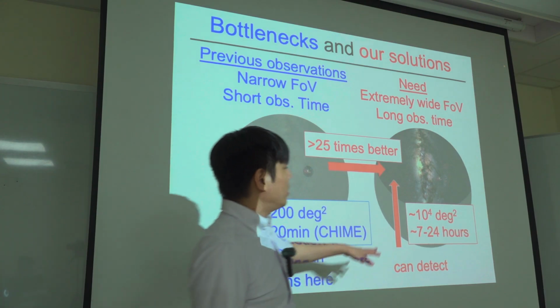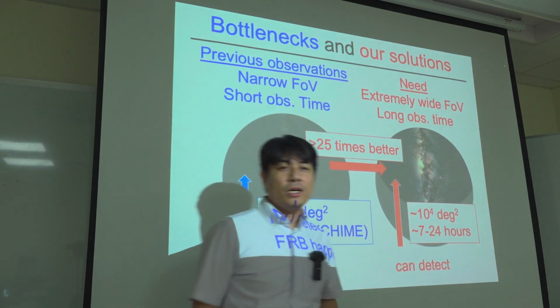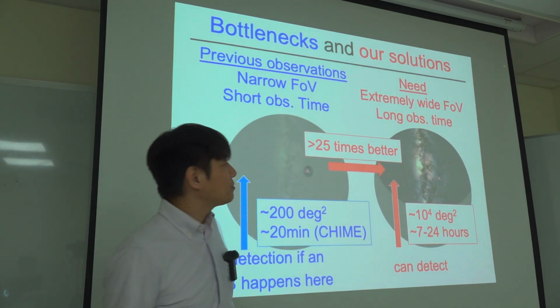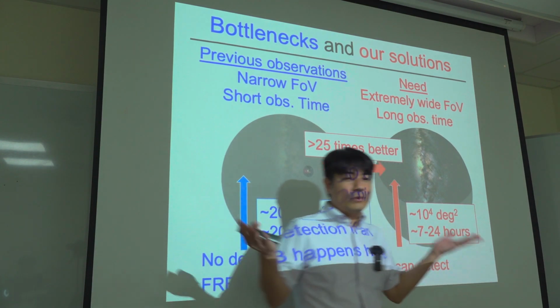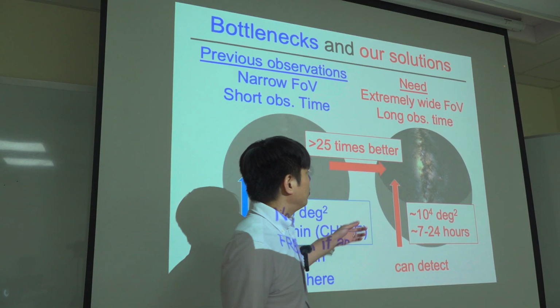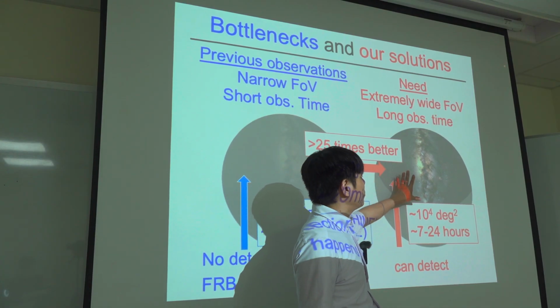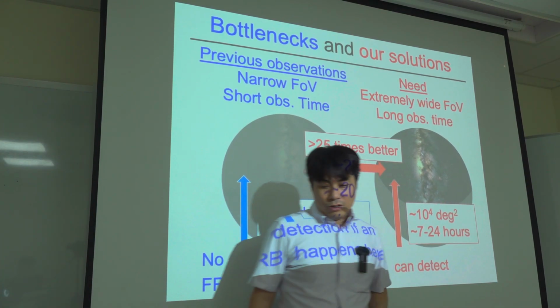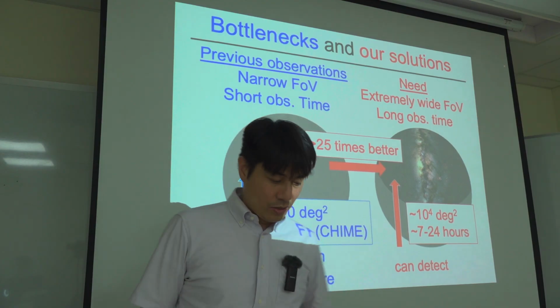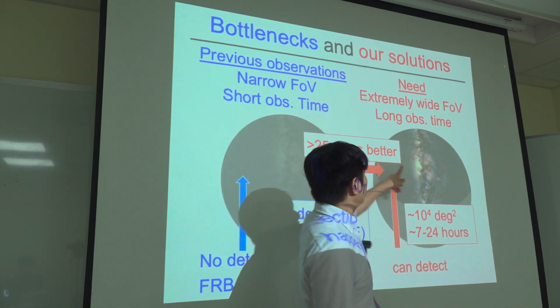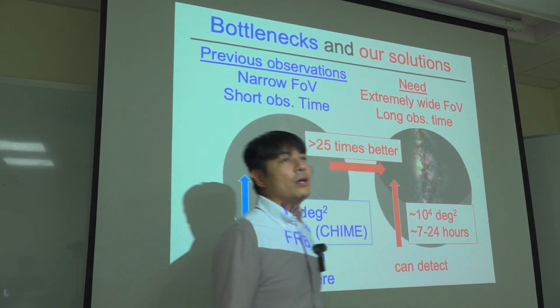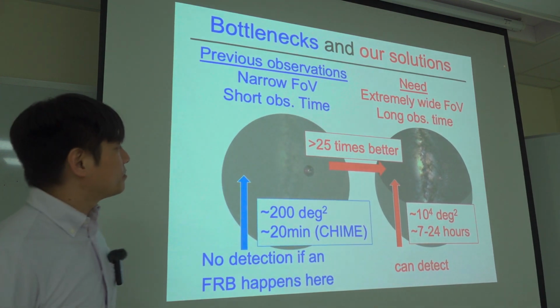So in our BURST project, we try to make the field of view as large as possible. This is nearly covering the northern sky, nearly a whole sky survey. So in the BURST project, our field of view is almost the whole sky. Therefore, if an FRB happens here, then we can find it. No missing population here.